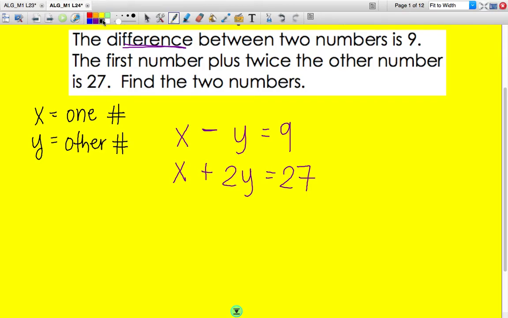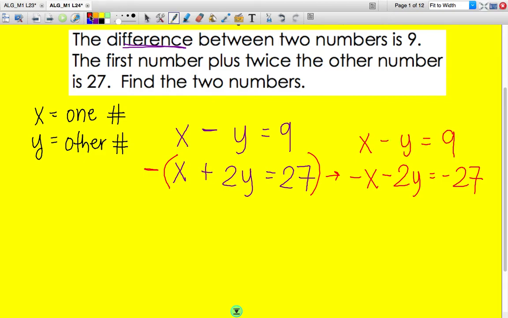So now I need to solve my system. So we've learned 3 ways, but since we most recently learned elimination, let's focus on the elimination method. So if I look at my x's here, I can easily eliminate my x's by distributing a negative all the way through to either of these. So I'm just going to choose the bottom. So my new bottom equation would be negative x minus 2y equals negative 27. Bring my top equation over, x minus y equals 9.